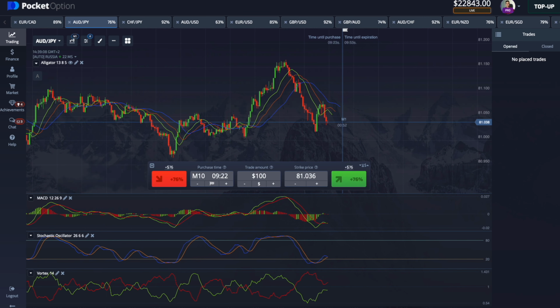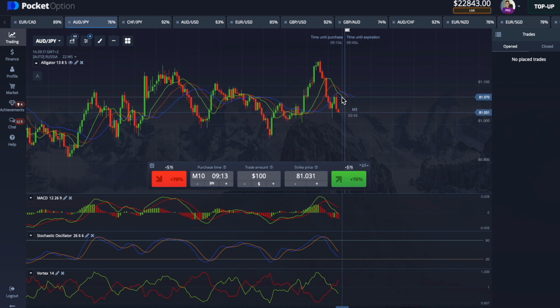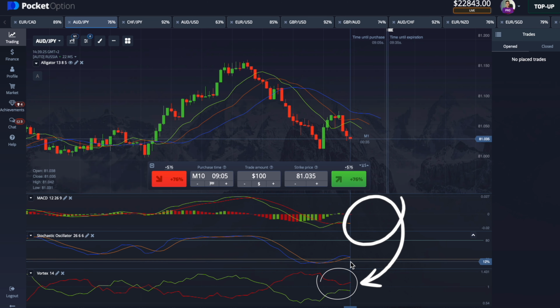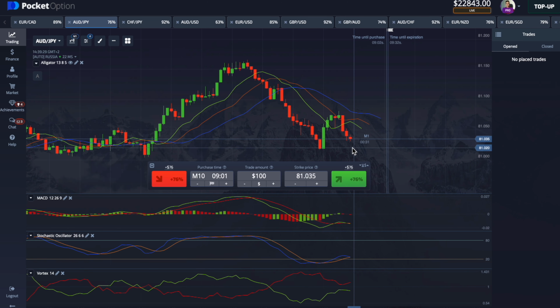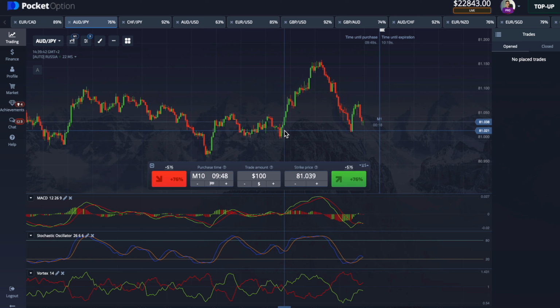My next move was based on the vortex indicator. The lines don't make any sudden movements, while the green one gradually swaps with the red one. They form up a repeating pattern, so we can be sure that the green one will soon dominate over the red one, and the market will go up.